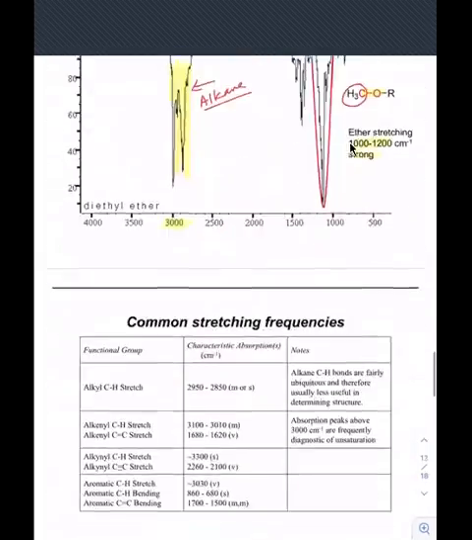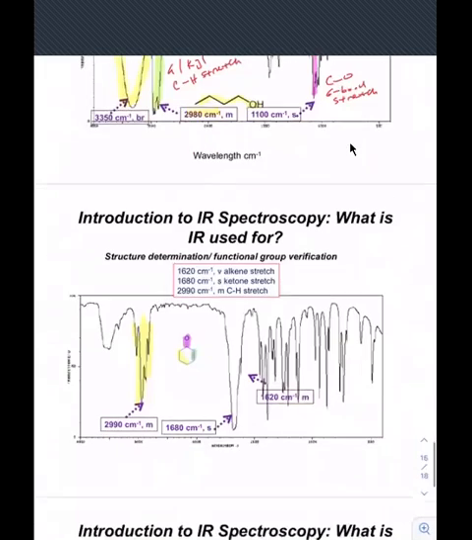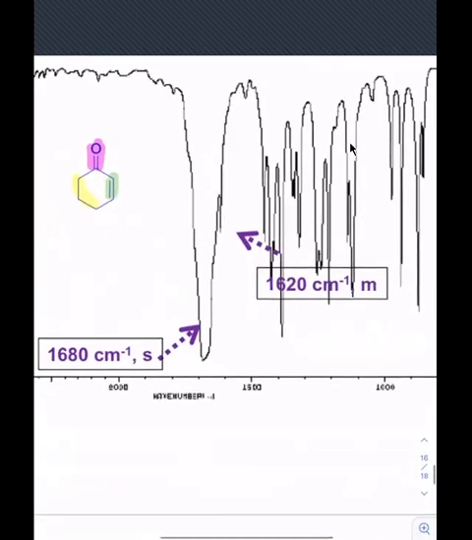So if you had to choose between those 2 signals right here, which one would you choose as the alkene stretch? The 1620. Is this one? Oh, I'm sorry. You're right. I said alkene. I didn't say carbonyl. You're right. 1620. Good. And then by default, the carbonyl would be 1680. Sorry about that. So this would be a carbonyl stretch right here.